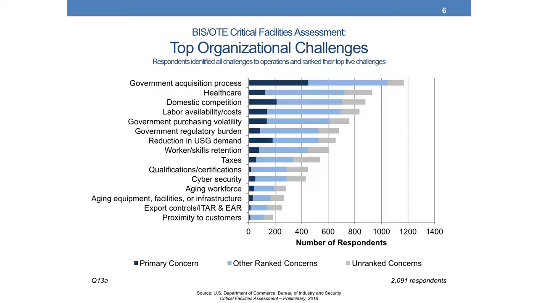We asked the companies what their top challenges are. These people with classified contracts range from explosives to literally dog trainers. I haven't seen that survey yet, I'm waiting to see that one. But everything in between: making missile parts, you name it, anything that is classified for DoD. If you look at the top seven challenges, we are the top five: the government acquisition process, the healthcare, the purchasing volatility, regulatory burden.